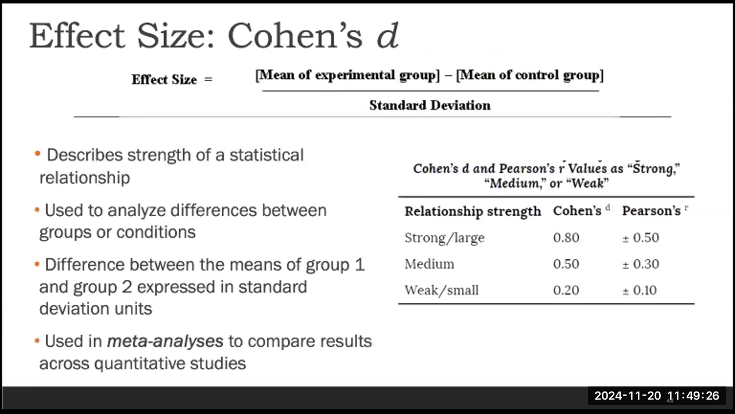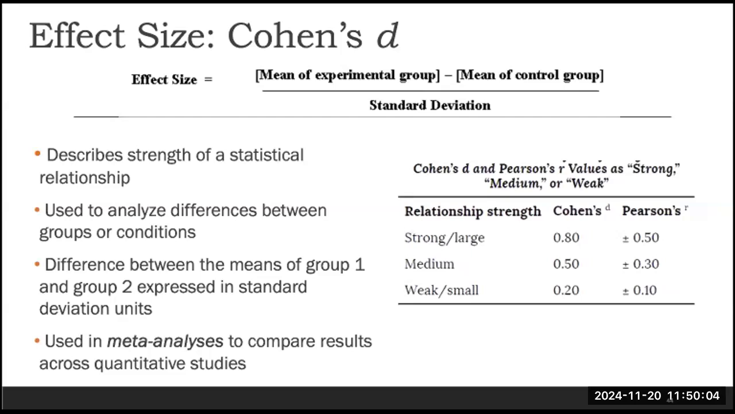Another important type of calculation is what we call Cohen's d, also known as effect size. With Cohen's d, we take the mean of your experimental group. Remember, if you're comparing group differences, you subtract the mean of the experimental group from the mean of the control group, and again, you're dividing by the standard deviation. With the effect size, we're trying to calculate the strength of a statistical relationship. Oftentimes you'll see effect size calculated for what we call a meta-analysis.